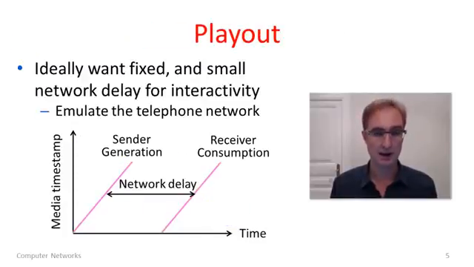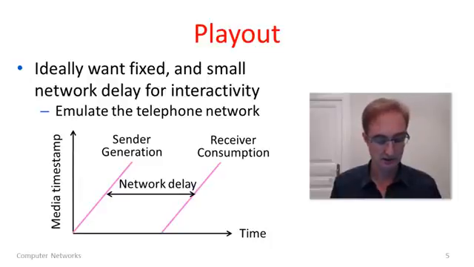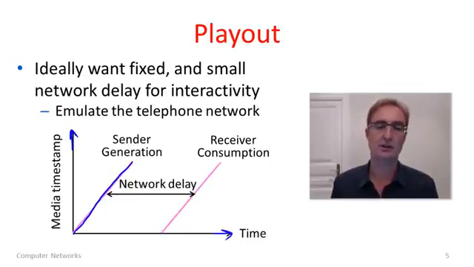So let's think about play out, because that's really what we're trying to accomplish here. This is a different kind of graph, which is drawing the timestamps for media on the y-axis versus the actual clock time. You can see this line here, sender generation. That is a constant rate. That line has a constant slope, so it's going up at a constant rate as media is being produced at a fixed rate at the source.